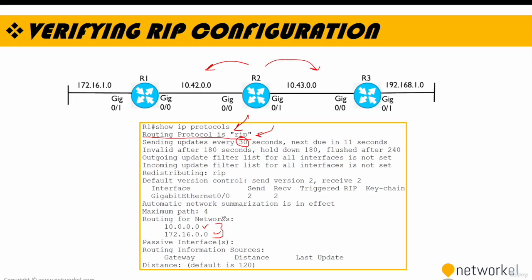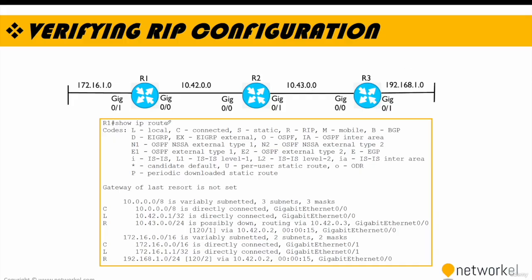Okay, let's continue. We have one more command for verifying the RIP configuration, and that is show IP route. Show IP route will show you the entire routing table of this router. For example, this is run for router 1. Here I can see multiple different types. I have type C. Type C shows the directly connected networks, and this router has this network and this network directly connected.